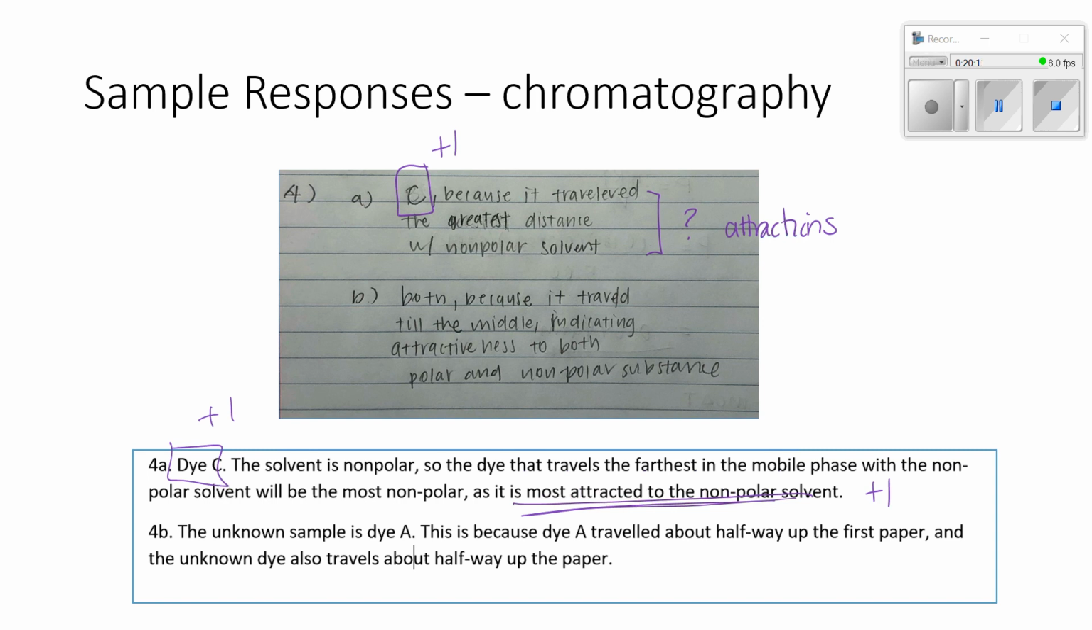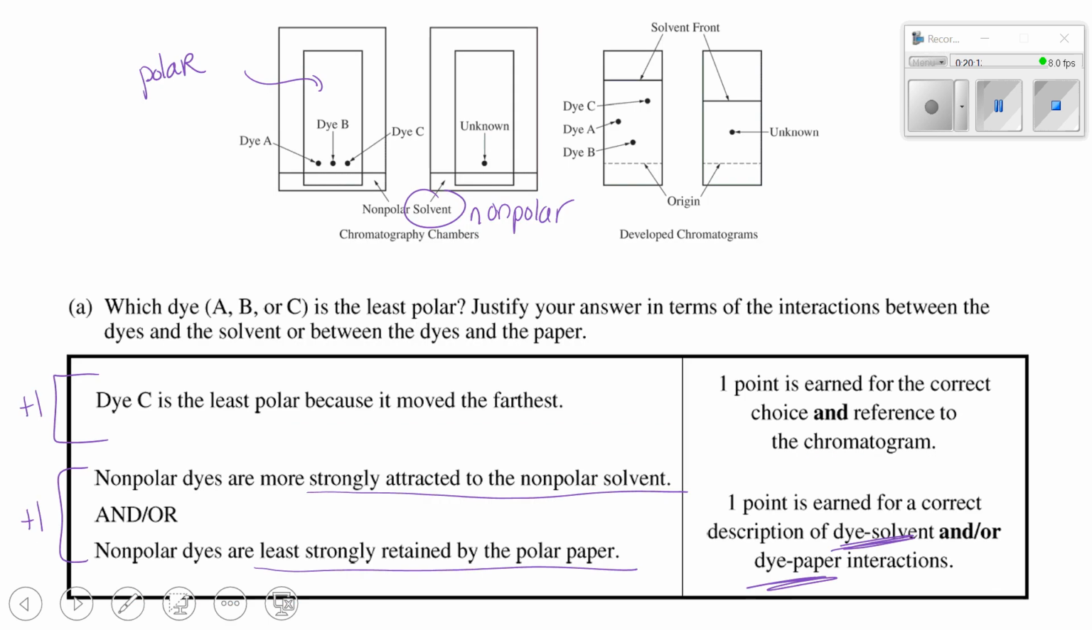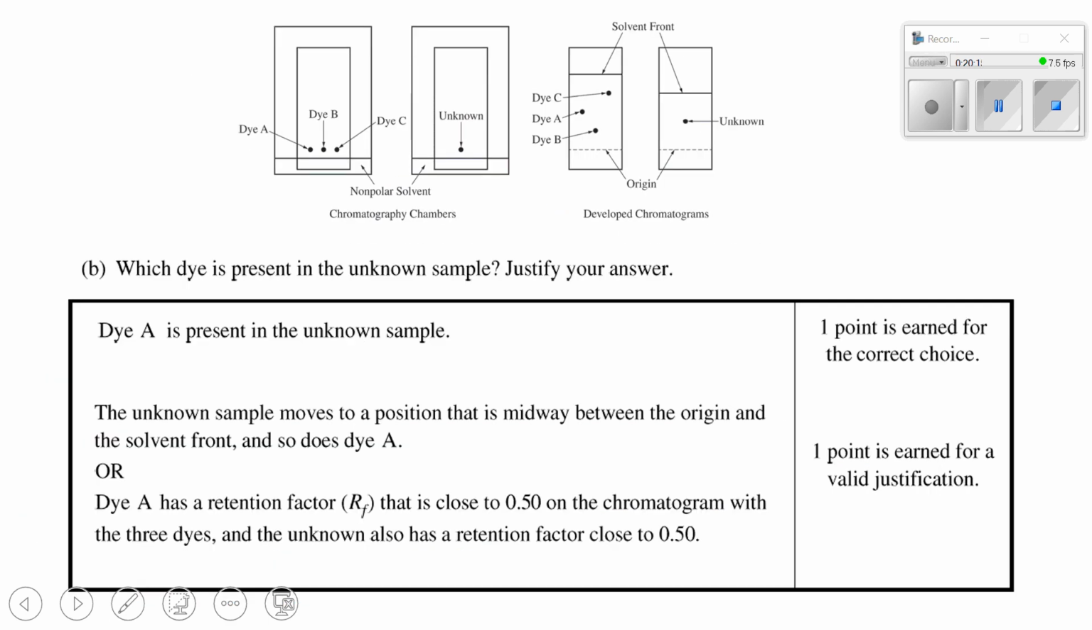And then the unknown sample: which dye is present in the unknown sample? Justify your answer. So dye A is the one that's in our unknown. So you get a point for identifying dye A. And then again, we've got two options for your justification. And in this case, if you just said dye A and had no justification, you could still earn 1 point out of the 2.